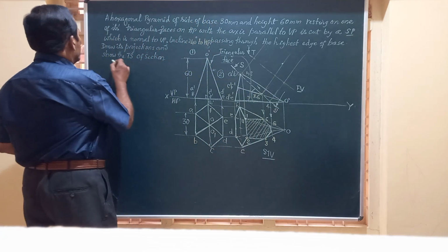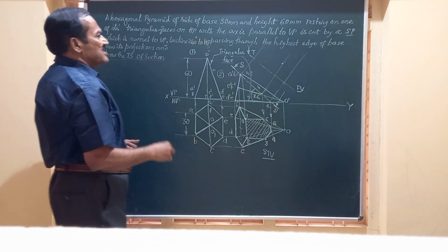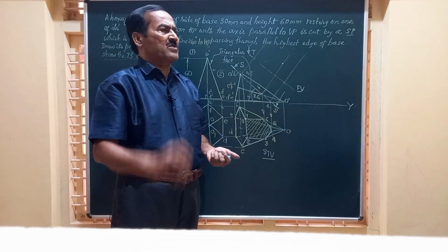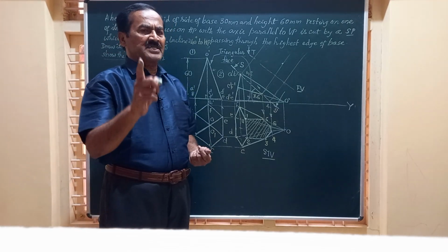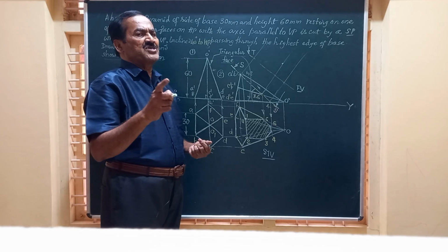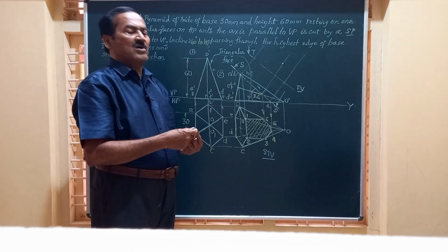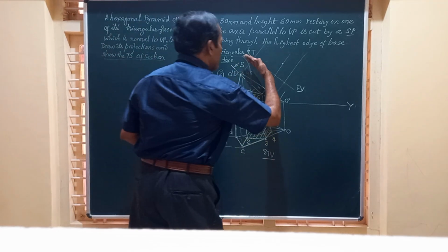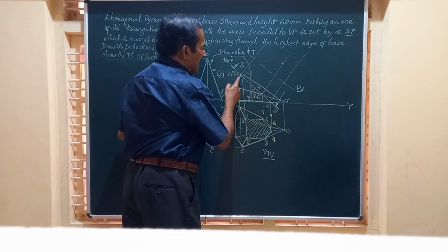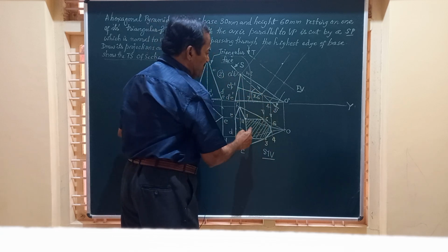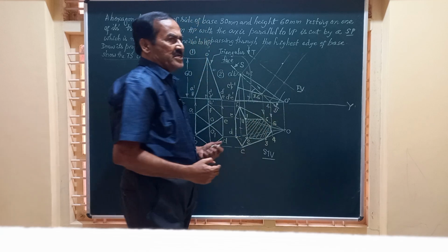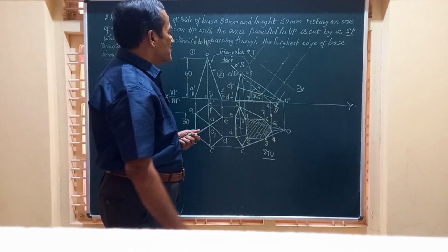Now we have to obtain TS of the section. TS means true shape of the section. True shape is nothing but the mirror image of the cut section of the solid. So if you hold a mirror parallel to this SS and see this part, you will be able to get the true shape. Then how to obtain the true shape?